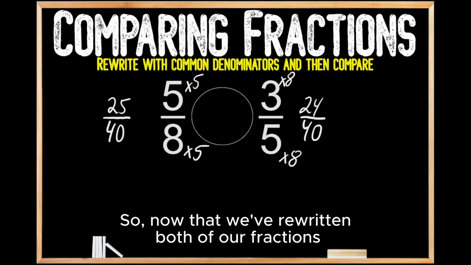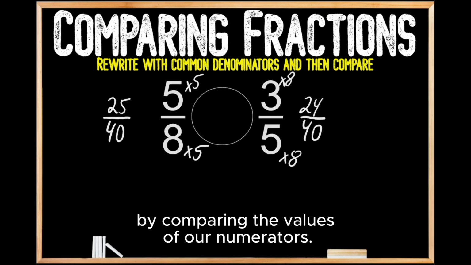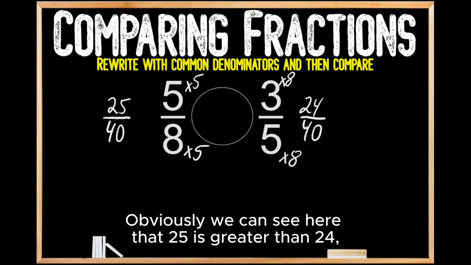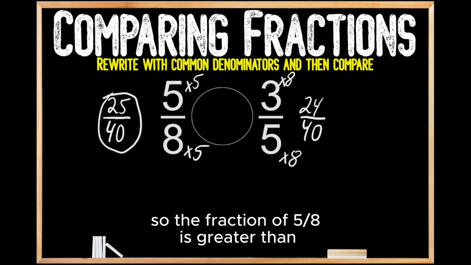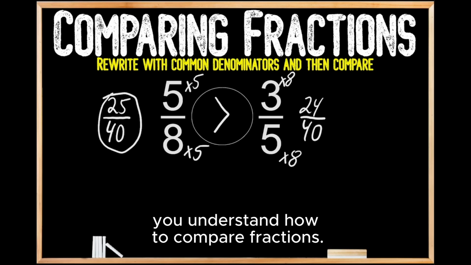So now that we've rewritten both of our fractions, we can compare them by comparing the values of our numerators. Obviously, we can see here that 25 is greater than 24, so the fraction of 5/8 is greater than the fraction of 3/5. So hopefully by now you understand how to compare fractions.